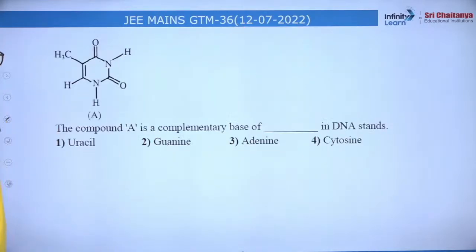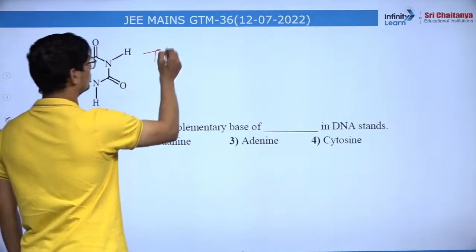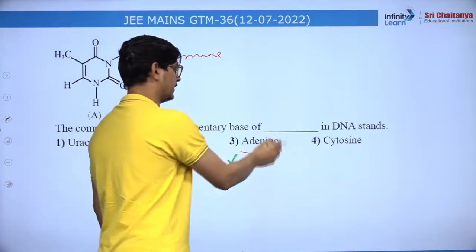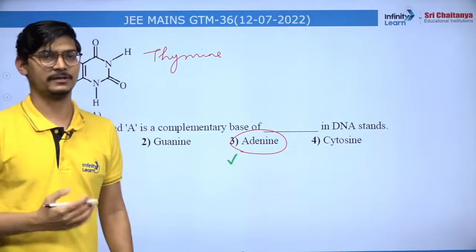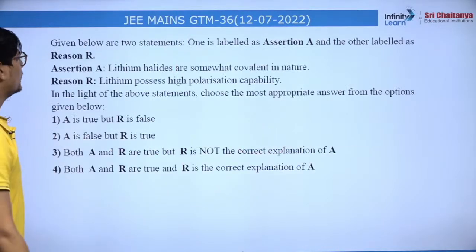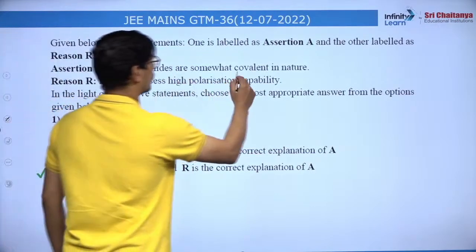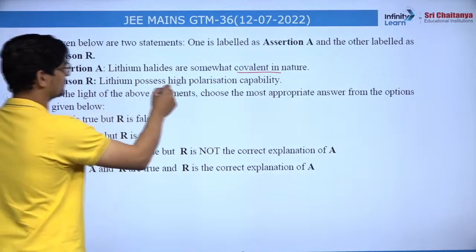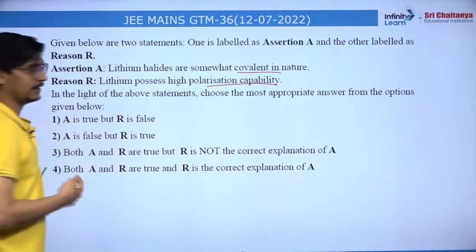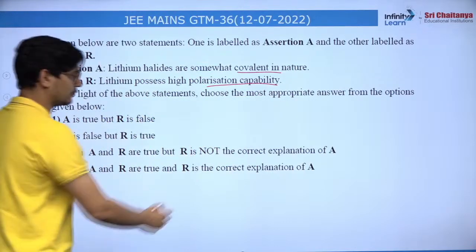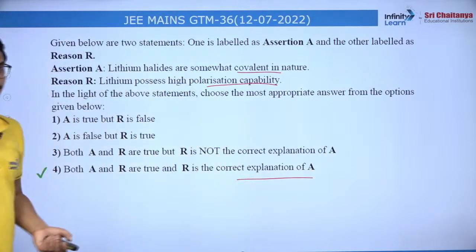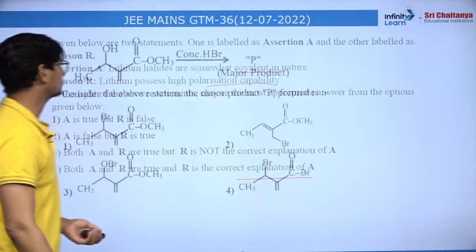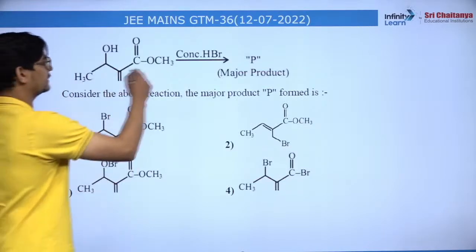Clear, guys? Then here this molecule is thymine. So it pairs with adenine. If you are able to remember the nitrogenous bases present in DNA and RNA, that's very good for you. Here lithium halides are somewhat covalent. Yes, lithium has a very small size, so the charge to radius ratio is very high. So lithium possesses high polarizing capability. That is correct. So both assertion and reason are true, and R is the correct explanation of A. Lithium compounds are covalent because lithium has high polarizing power. In this, you are reacting with concentrated HBr.